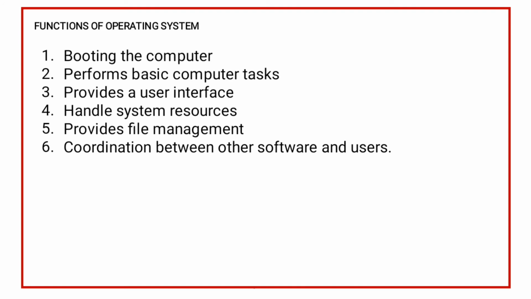Number four, handles system resources such as computer's memory and sharing of the central processing unit, that is CPU time, by various applications or peripheral devices. Number five, provides file management, which refers to the way that the operating system manipulates, stores, retrieves, and saves data. And the last function is coordination between other softwares and users.